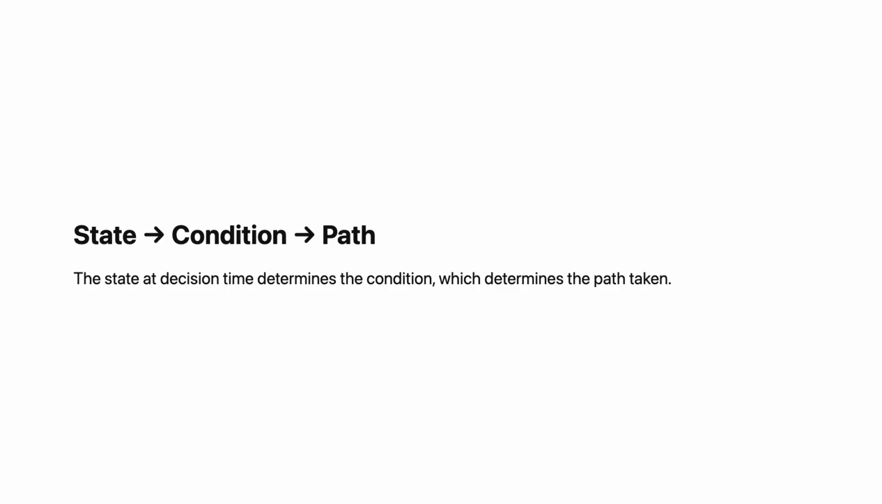If x is negative at that moment, we take one path. If x is not negative at that moment, we take another. This means previous instructions affect which branch executes. If earlier instructions modified x, they changed the state, which changes the condition, which changes the path. Everything is connected. The sequence of instructions before the branch determines the state. The state determines the condition, determines the path, determines the final state. Understanding a branching program means understanding this chain.